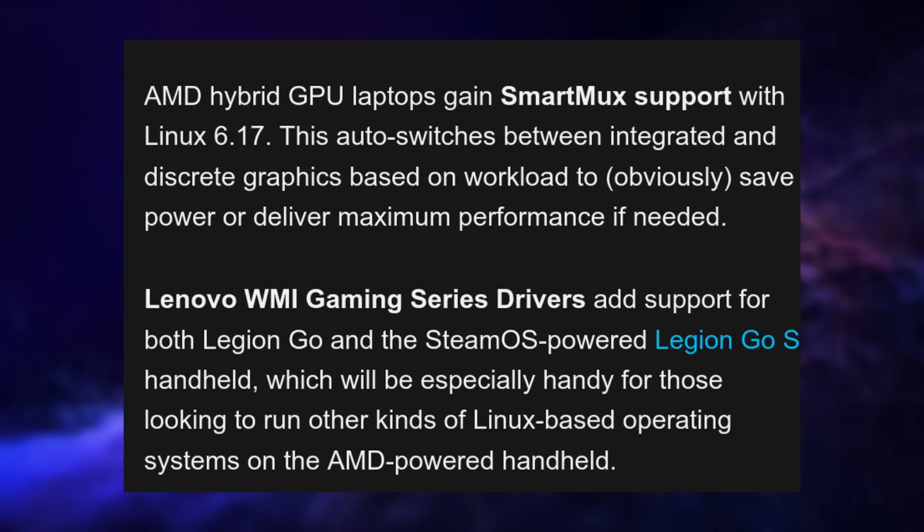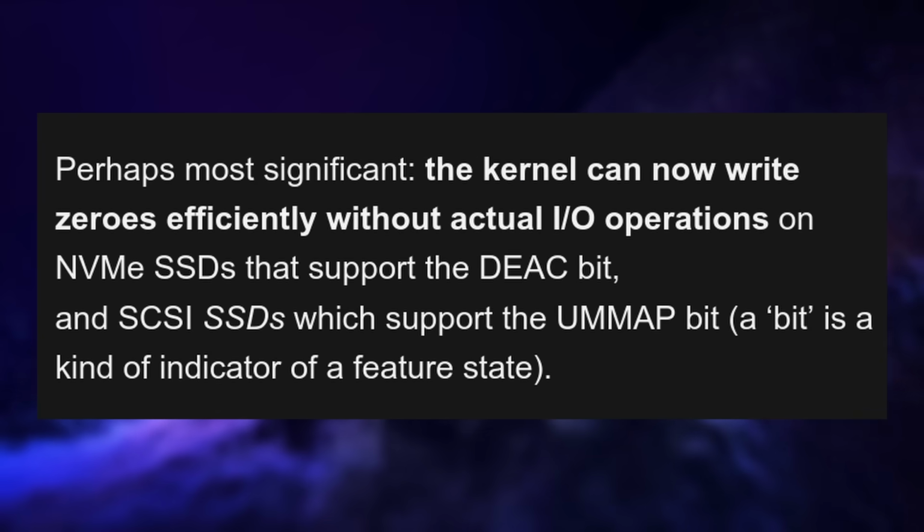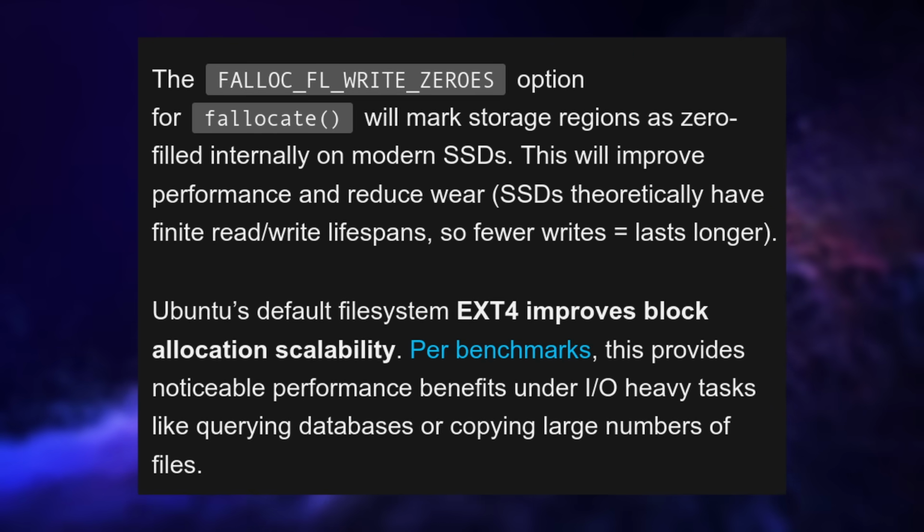There's also support for the Legion Go S, plus some big changes to file systems. First, the kernel can now write zeros without any I/O operation on SSDs that support the required features, meaning blanking a drive will be much faster now. And there are also improvements to reduce the wear on those SSDs if you blank them in this way to extend their lifespan. Ext4 also received sizable performance improvements when you're copying large numbers of files or when you're creating databases. BetterFS has an experimental feature to improve performance as well.